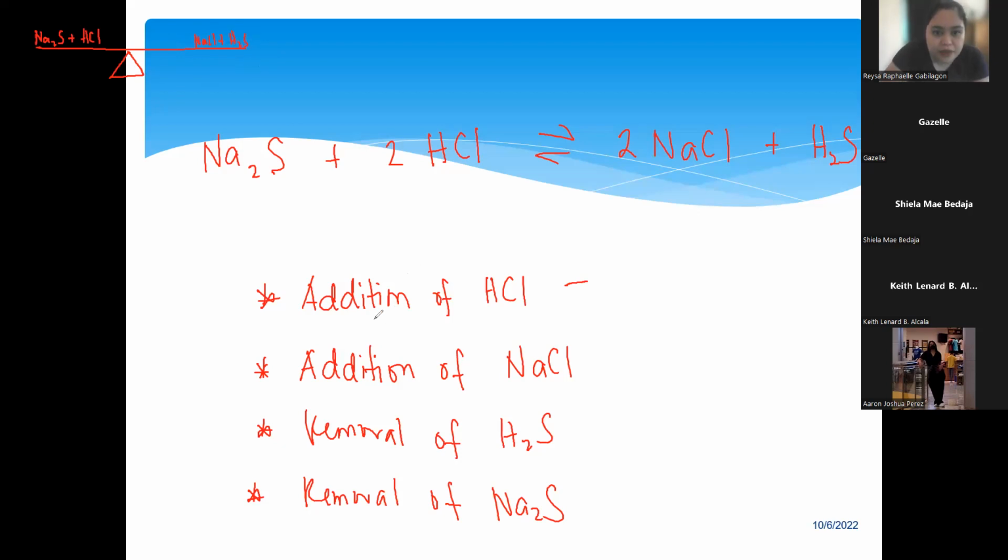Okay. Now, what is our problem here? Addition of HCl. Nagdagdag ka ng HCl dito. So most likely bibigat ang side na ito. This will be our drawing. Again, bibigat ang side na ito because of the addition of HCl. This is left, this is right. So yes, tama yung answer ninyo that the shift will be to the right. Okay?